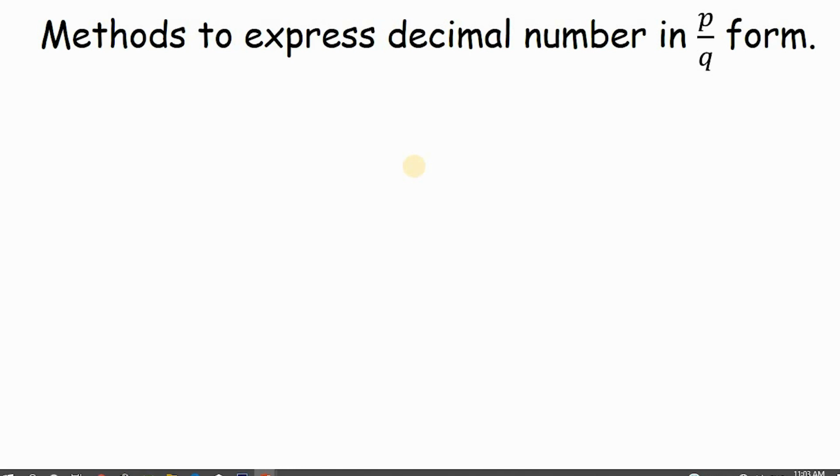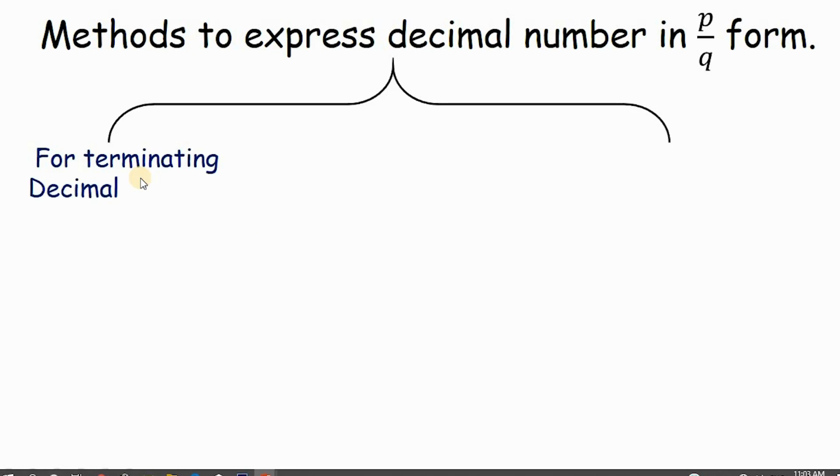The decimal expansions of rational numbers are usually classified into two groups. The first part is for terminating decimal numbers, or the rational numbers which have terminating decimals, and we can express these numbers in the form p by q.